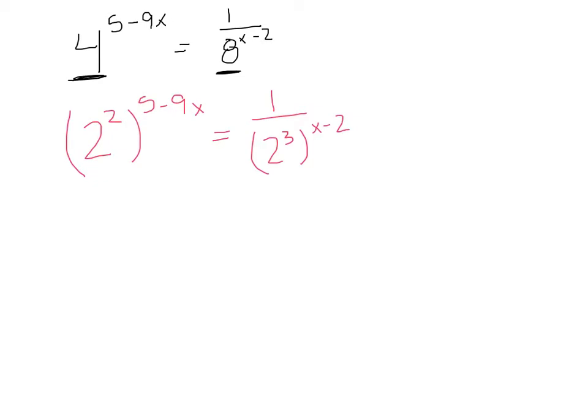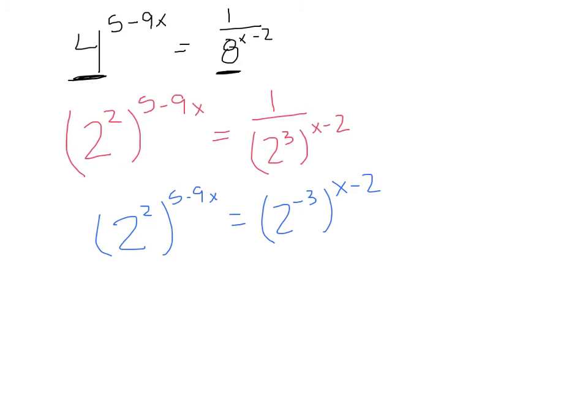That 1 over 2 cubed could be rewritten as 2 to the negative 3. Having that negative exponent is what moved it to the denominator in the first place. So we could be looking at 2 to the negative 3 to the x minus 2 equals 2 to the 2 to the 5 minus 9x. Now I have common bases and I can go ahead and set my exponents equal to each other.